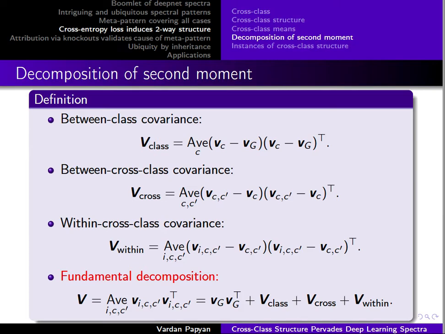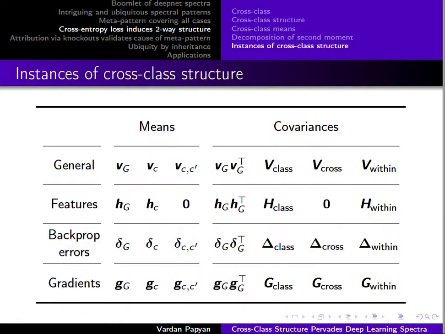Now, as Morteza wisely asked, what is V? So V is a general vector, and there could be different instances of this cross-class structure. You could have, for instance, the features, which I'm denoting by H. You could have the backprop errors, which I'm denoting by delta, or the gradients, which I'm denoting by G. And there's a plethora of different definitions here of different means and covariances and so on.